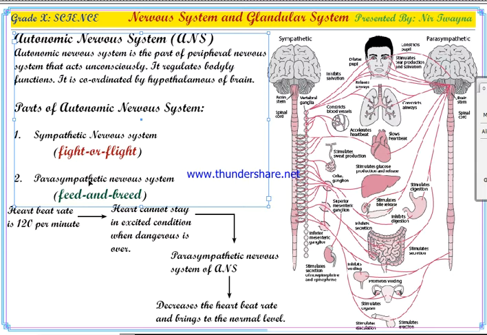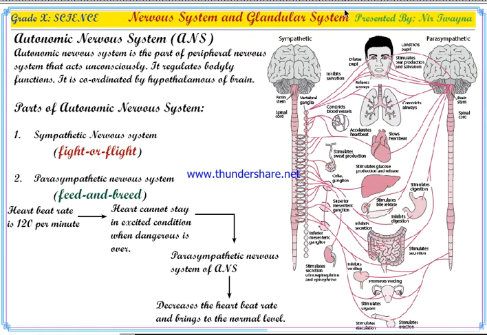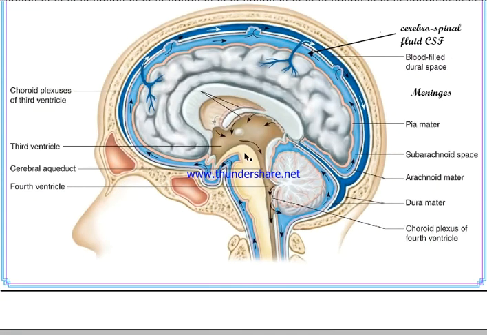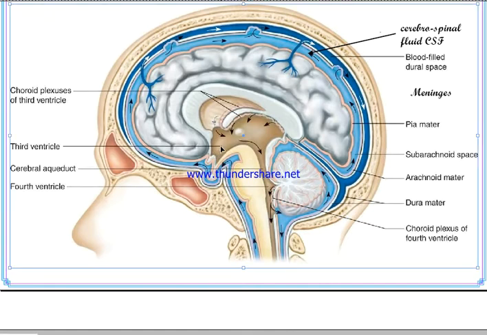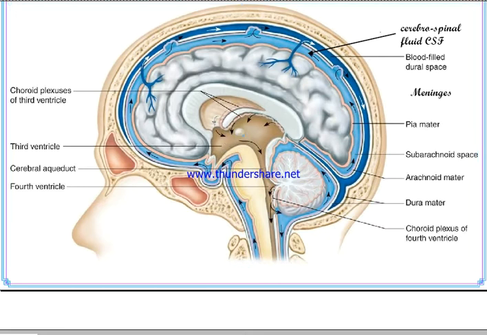Okay, and these automatic functions are usually controlled by the part of your brain called the hypothalamus. Yes, we haven't studied this, but I've shown you the hypothalamus in a diagram. You want to see it again? Okay, look at this diagram. Here you can see the hypothalamus. This space is the third ventricle. This space is the hypothalamus, and these parts control the sympathetic and parasympathetic nervous system.